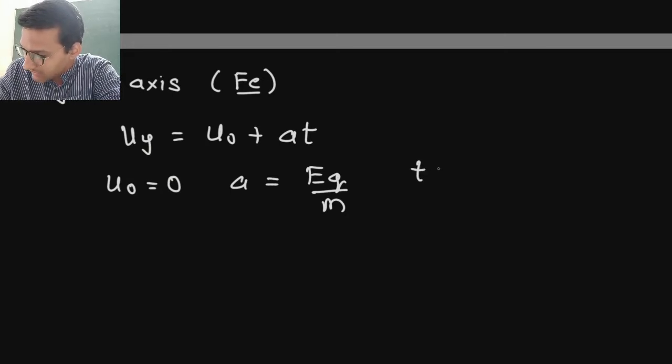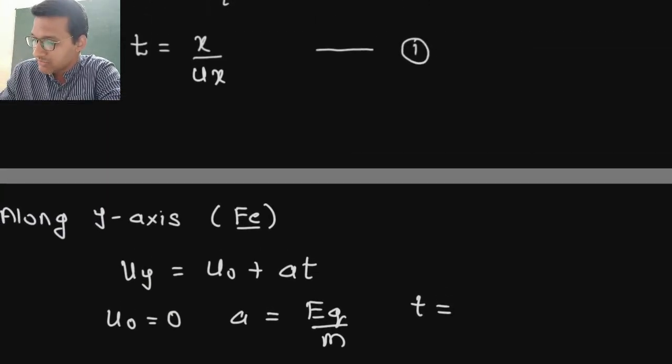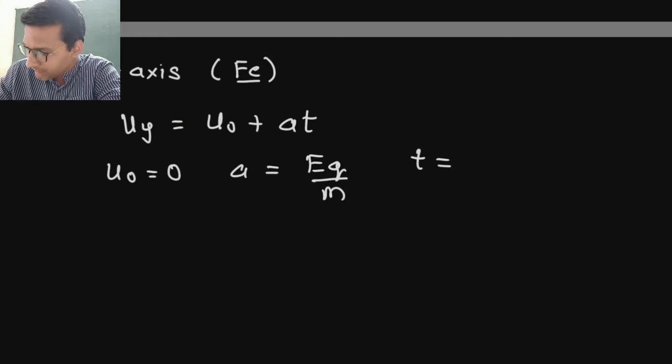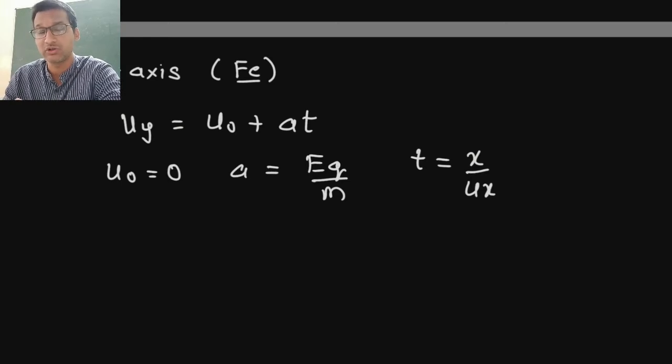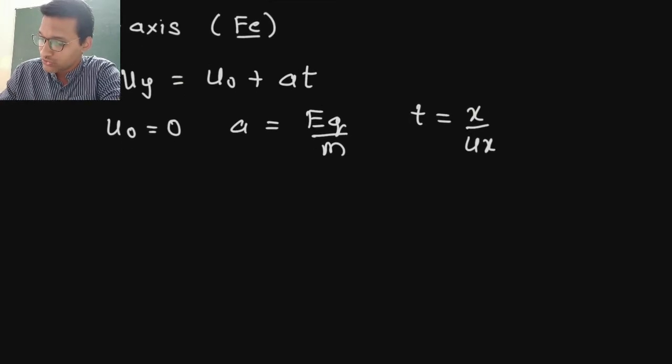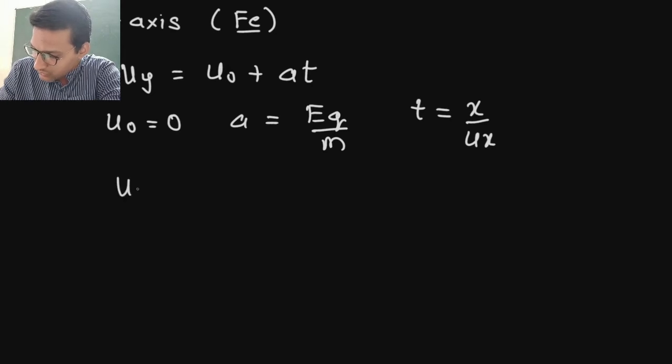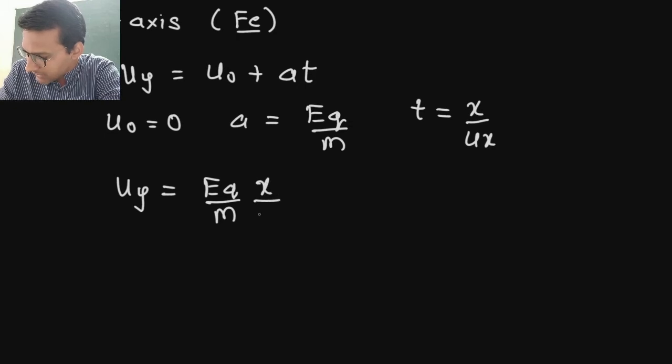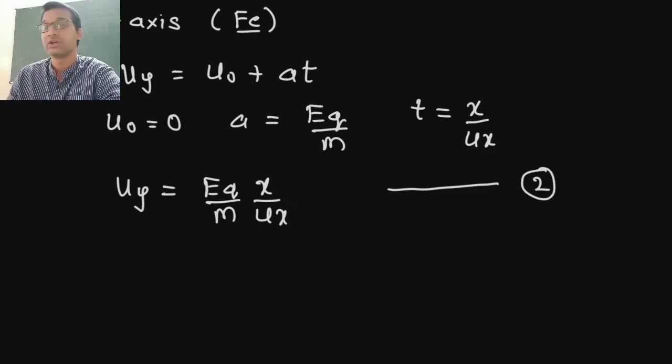This we have derived in the previous class, it is eq by m. And time we will take from equation number 1, which is x divided by ux, because again time will be the same for horizontal as well as vertical motion. So now we can write uy is equal to eq by m, that is acceleration, into time, that is x by ux. Let us call this equation number 2. So now we have an equation for the vertical component of the velocity.